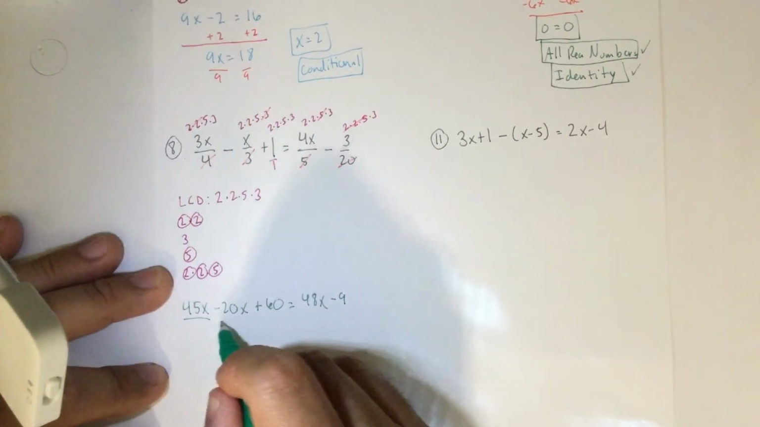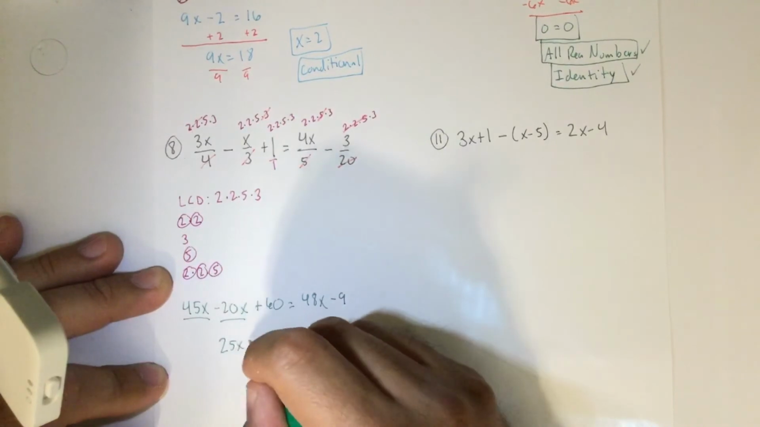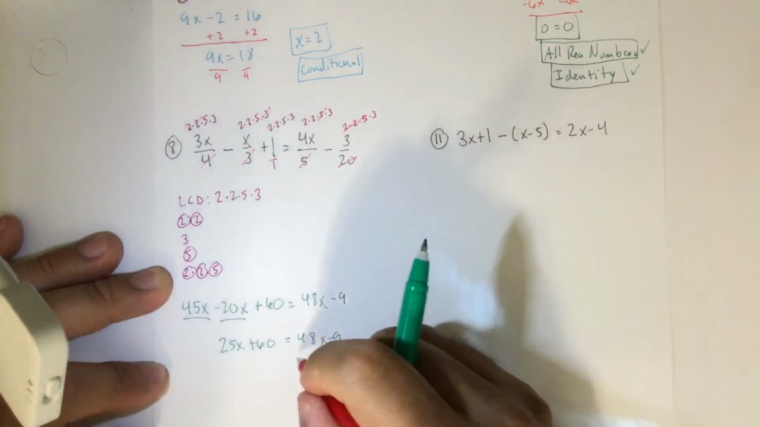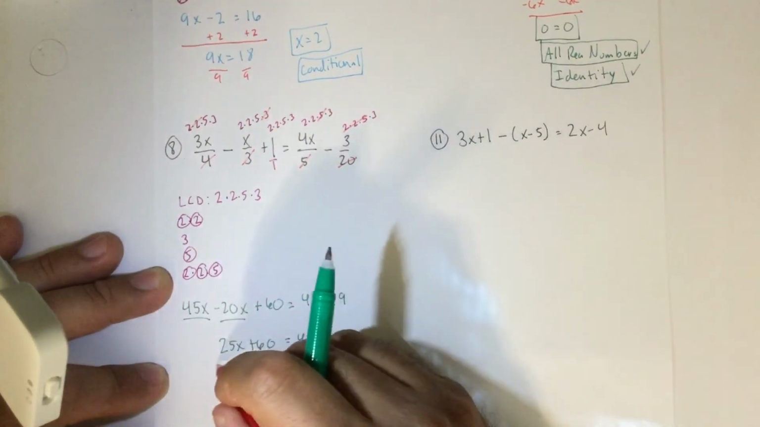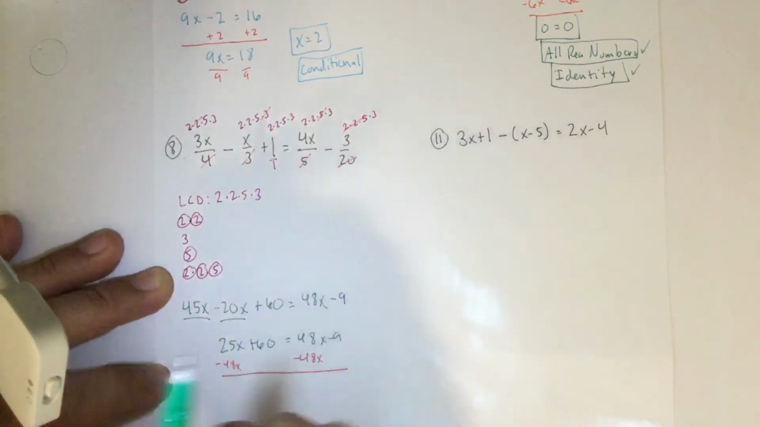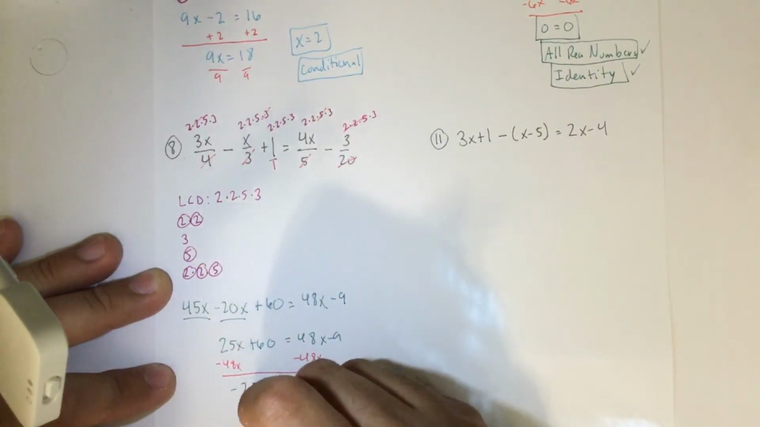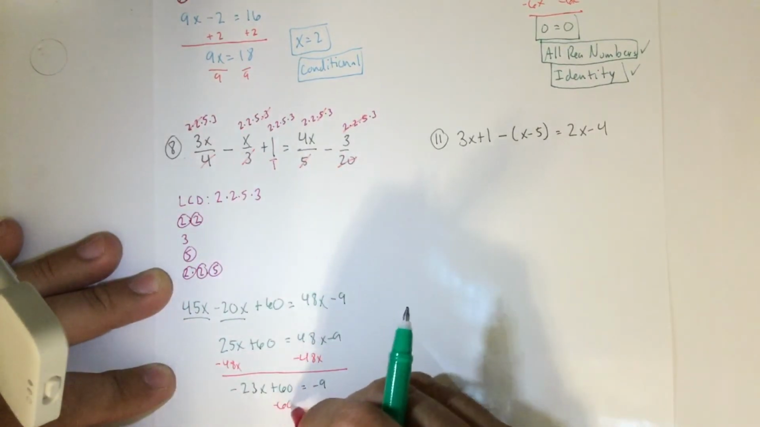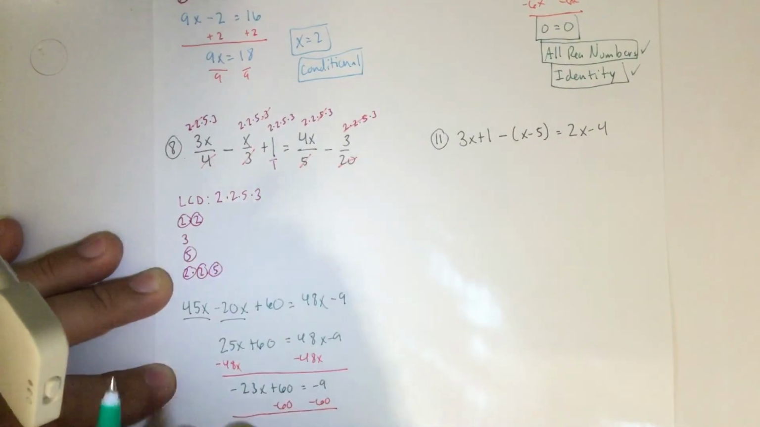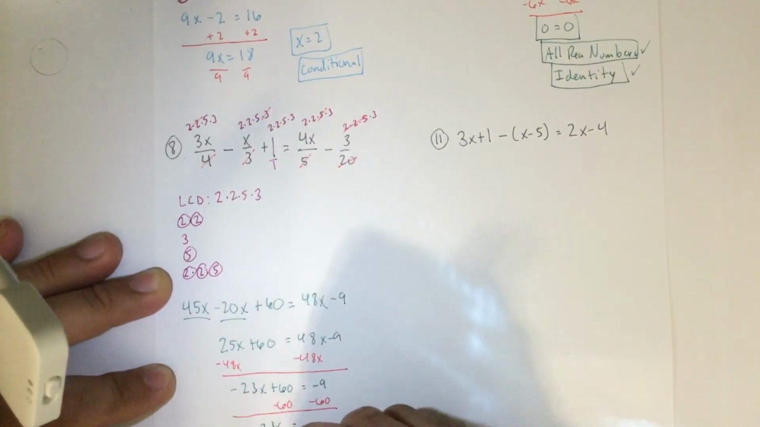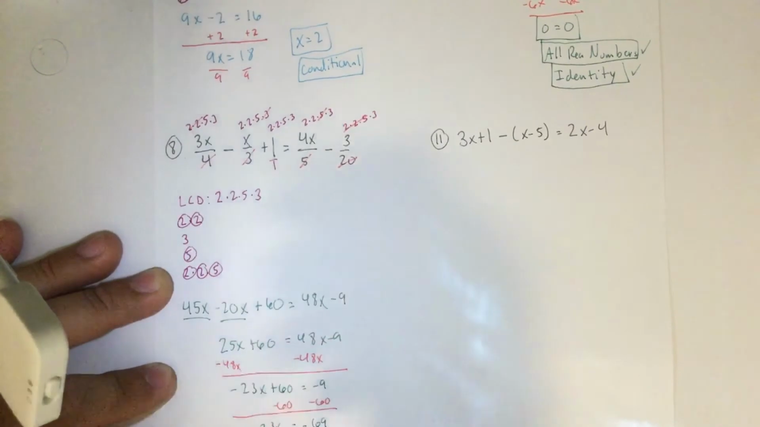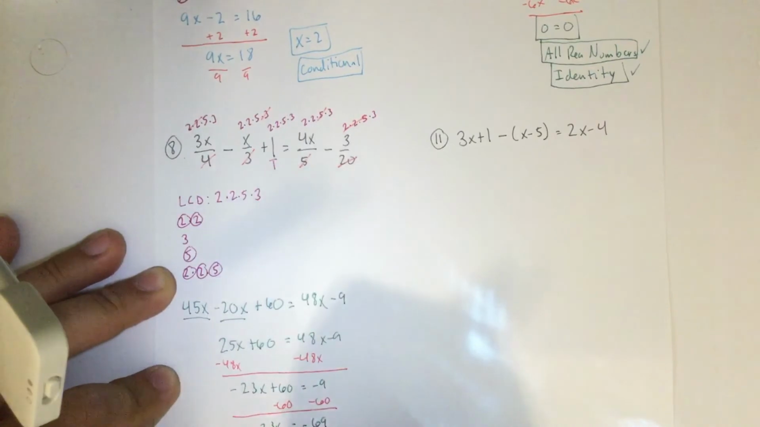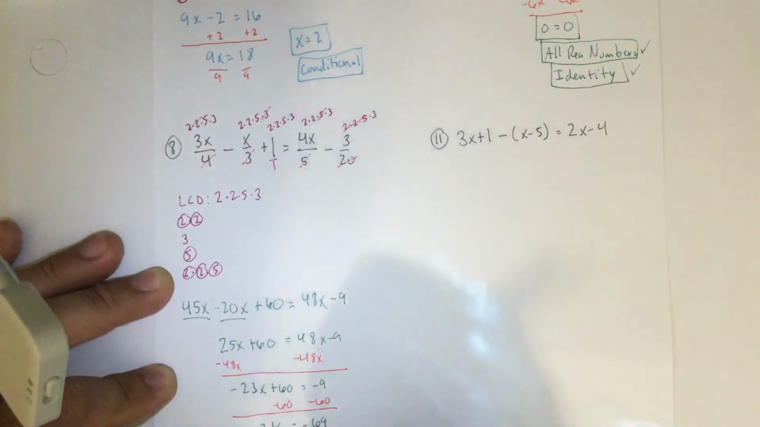So we have 45x minus 20x, which is going to be 25x, plus 60 equals 48x minus 9. So like I do, I move my variables to the left. So I'm going to subtract 48x from both sides. That's going to be negative 23x plus 60 equals negative 9. Let's go ahead and subtract my constant to the other side. So we're subtracting 60. So negative 23x is equal to negative 69. Divide both sides by negative 23. And x is equal to, that looks like going to be positive 3.